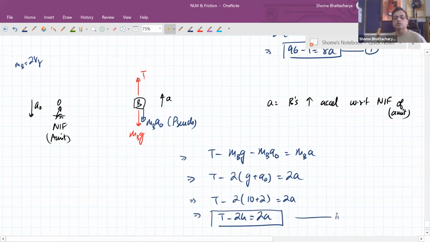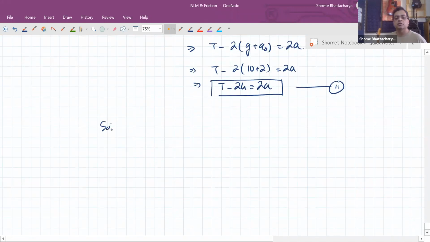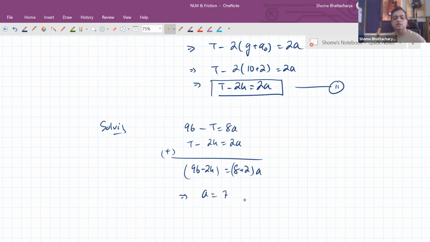So we have two equations and two variables. Okay. So solving, we had 96 minus T was 8A, and we have T minus 24 is equal to 2A. So just add the two equations. So we have the acceleration comes out to be 7.2 meters per second square.